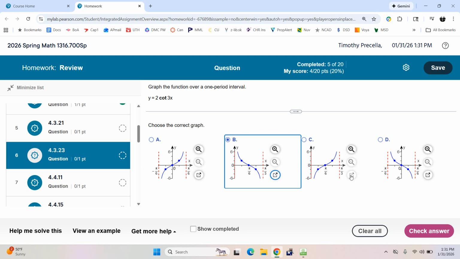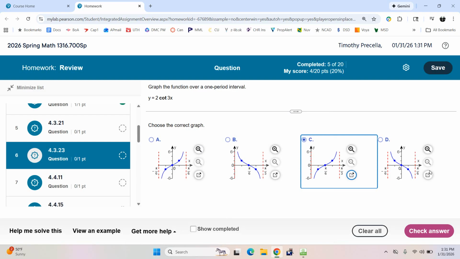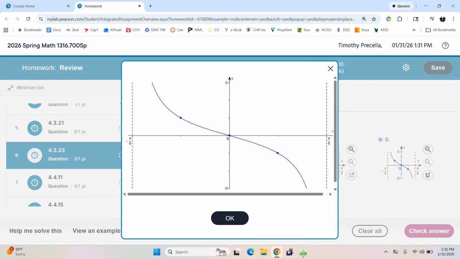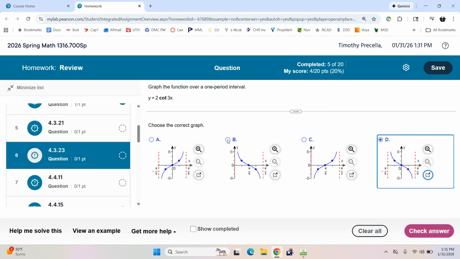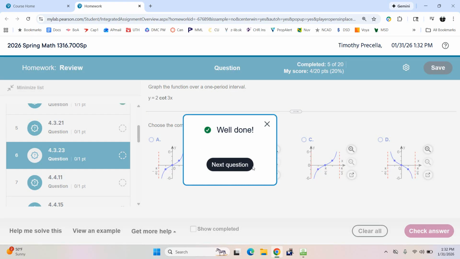What about? It's definitely not C. Definitely not D, because the asymptotes aren't at negative pi over 6 and positive pi over 6. The one that's closest to it, B. When I say closest to it, I should be ashamed of myself. It's actually a very good graph. They get that curvature right.